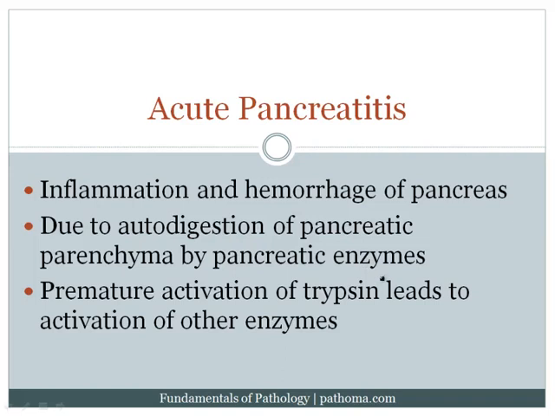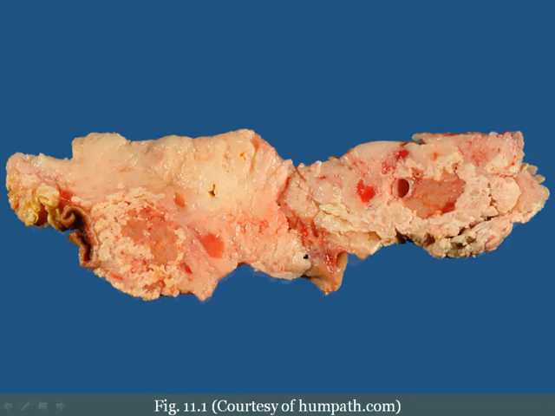Now, it's very high yield to note for the purposes of examinations that the first enzyme that classically would get activated would be trypsin, and then trypsin would subsequently activate all the other enzymes. When patients have acute pancreatitis, they get the autodigestion of the pancreas, and this results in a liquefactive necrosis of the pancreas with extensive hemorrhage. Hemorrhage because there's a lot of blood vessels within the pancreas. So we're going to get a liquefactive necrosis of the pancreas itself.